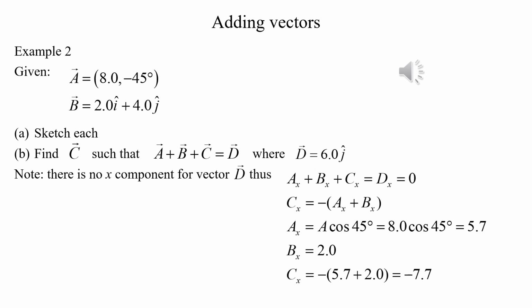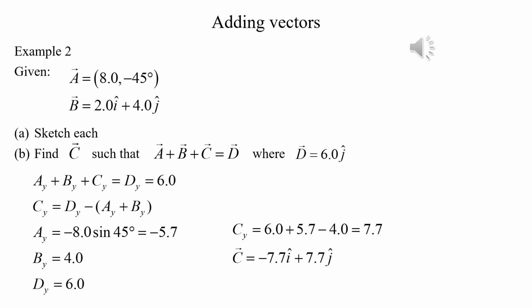Well, Ax is A cosine 45 degrees, which is 8 times cosine of 45, which is 5.7. And Bx is just the i hat part, which is 2.0. So Cx then is going to be 5.7 plus 2.0, which is 7.7, and then I take the negative of that, so Cx is negative 7.7. So I've got the x component of C.